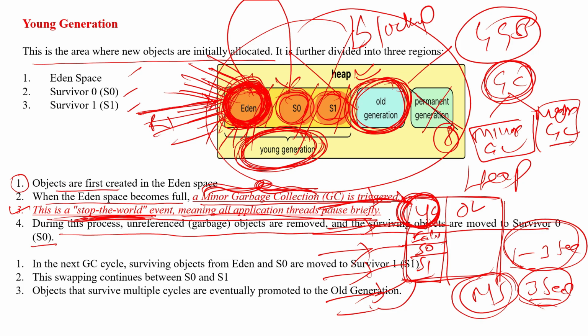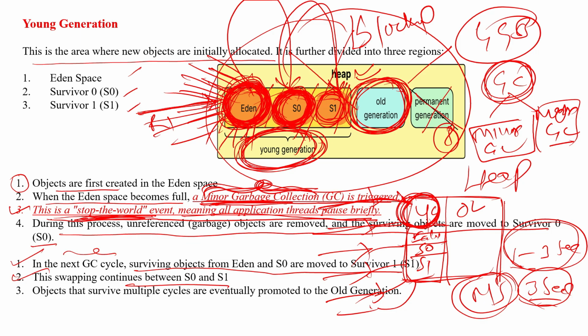Okay, so now what will happen in the next GC cycle? Surviving objects from Eden and S0 are moved to S1. Now suppose that this is also full, right? So again a garbage collection will be executed, which is a minor garbage collection. Okay, and what will happen if this is getting full? So all the dead objects will be removed from here, and if any object is still referenced by some request, it will move to S1, like this one, S1. Simple here.